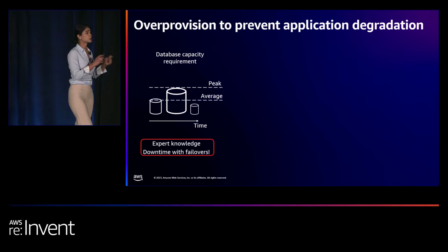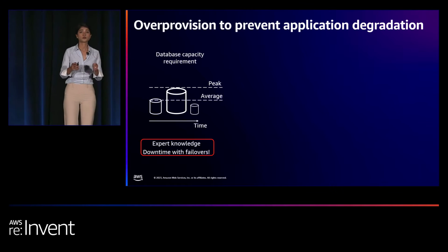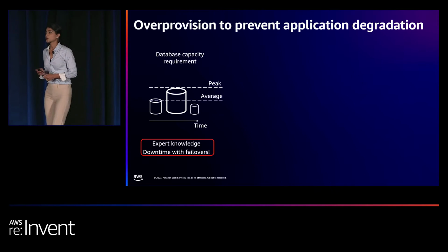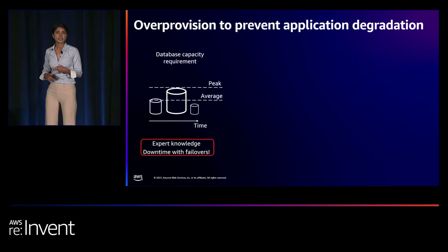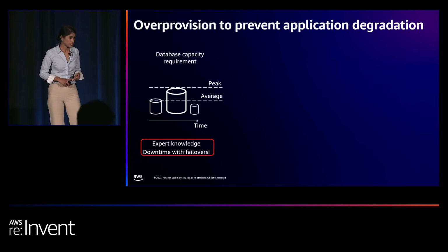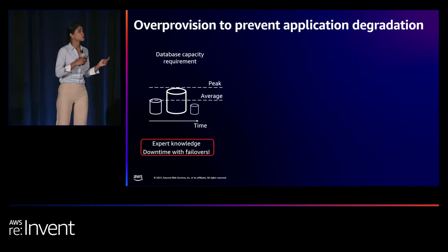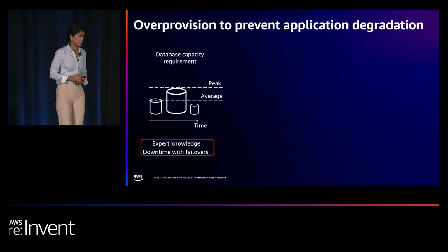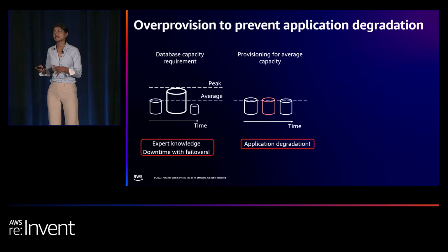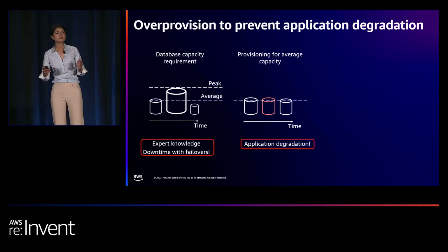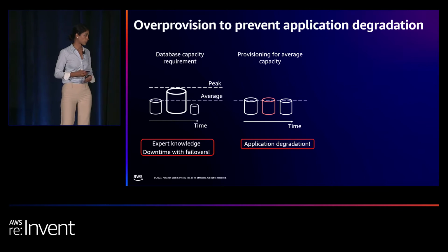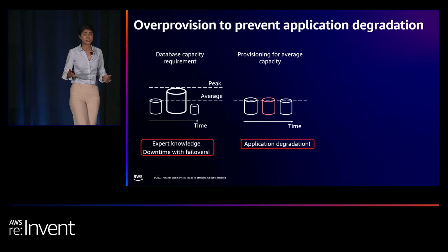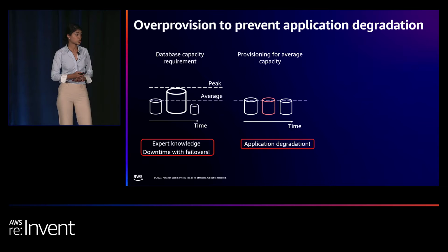Now, if you want to closely follow what your requirement is for your variable workload, you require expert knowledge of folks who understand the database, understand your workload, and anytime you have to move to a different size database, you have to take downtime. So if your estimate is wrong and you end up provisioning something that's less than the peak capacity that you require, here in the diagram, I'm just showing provisioning for average capacity, but anything less than the peak that your application requires, there's going to be application degradation.